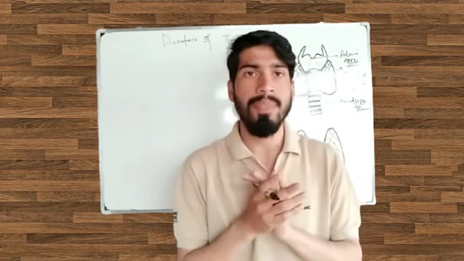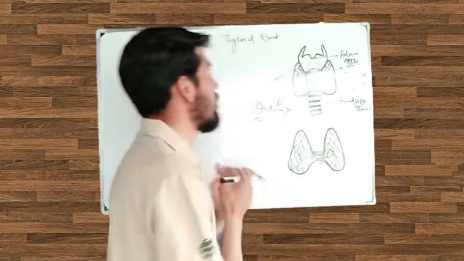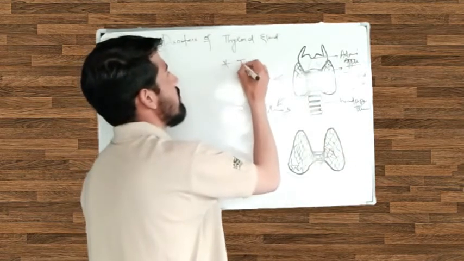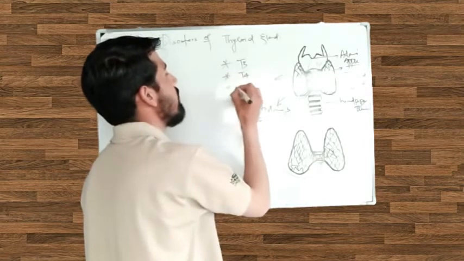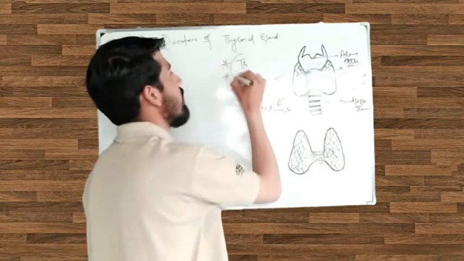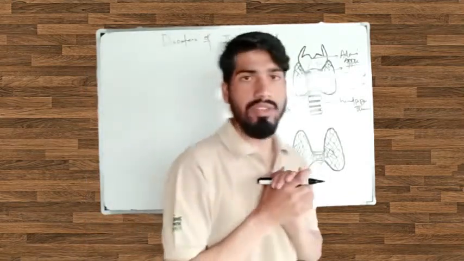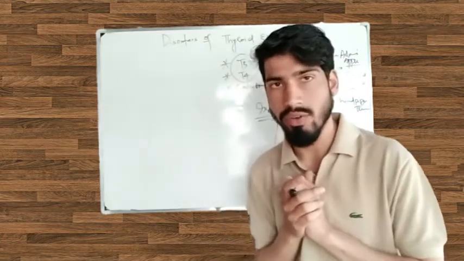It releases T3, it releases T4, it releases calcitonin. T3 means triiodothyronine and T4 means thyroxine.